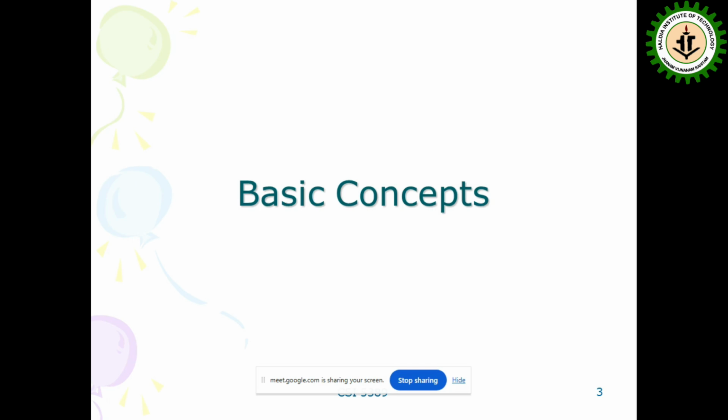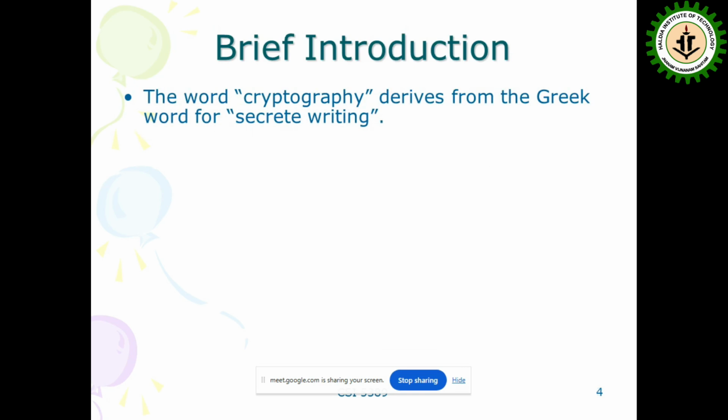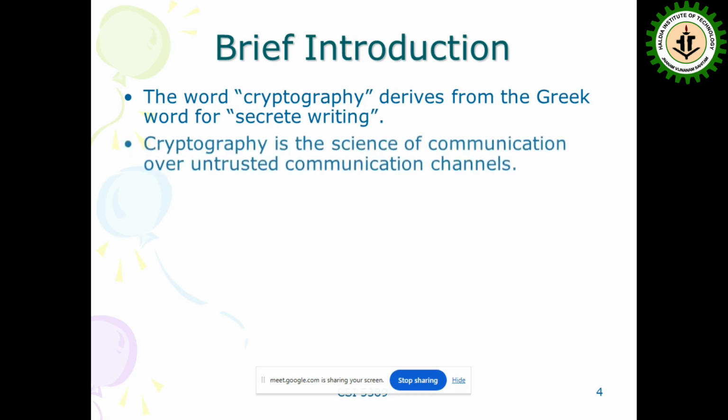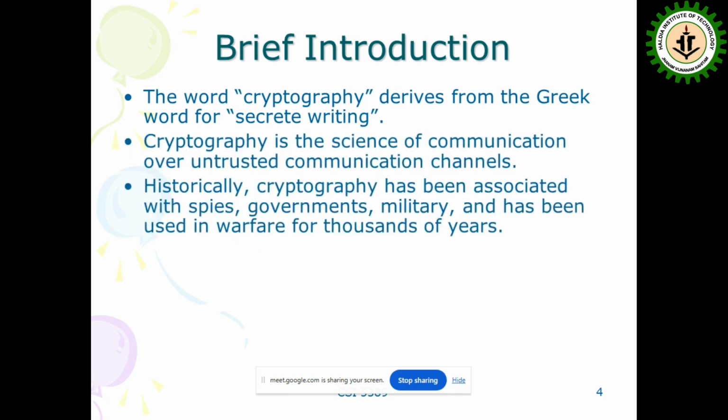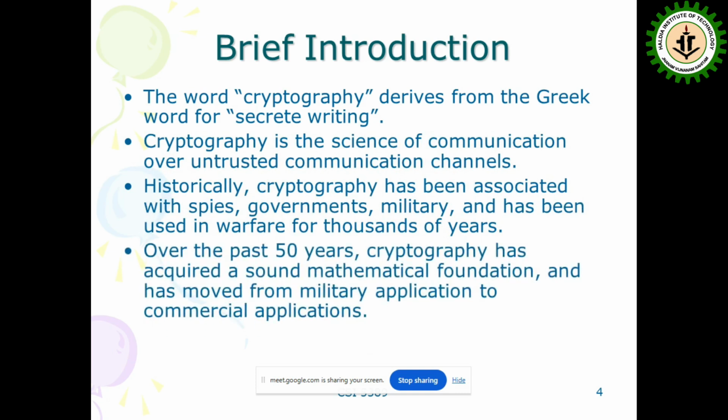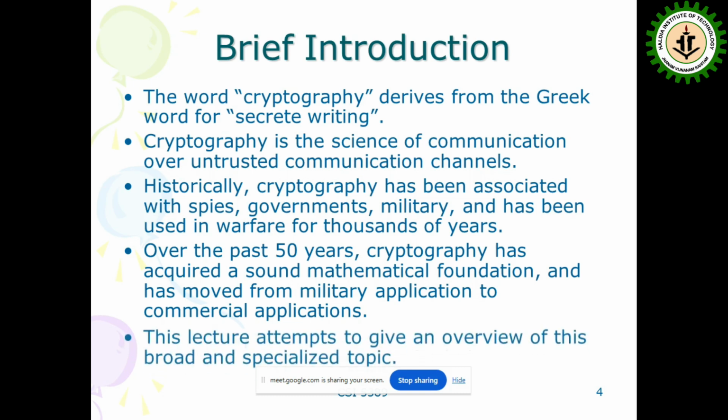Moving to basic concepts. Cryptography originates from the Greek word meaning secret writing. Historically, it was used in the military and then it has evolved into a mathematical science essential for commercial applications. Over the next few slides, we will explore its foundations and practical applications.